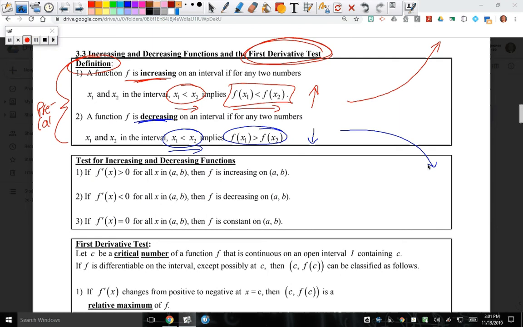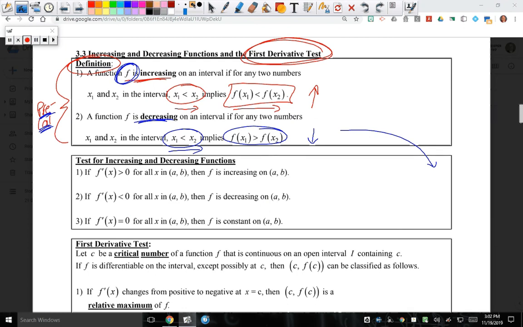We are done with pre-cal. We don't want pre-cal telling us when f of x is increasing or decreasing. We want calculus telling us when that's happening. So will I ever look at f of x to see what f of x is doing? No, I'm not going to look at f of x. I'm going to look at f prime of x. Here we go. Check this out. Let me give you my analogy real quick.